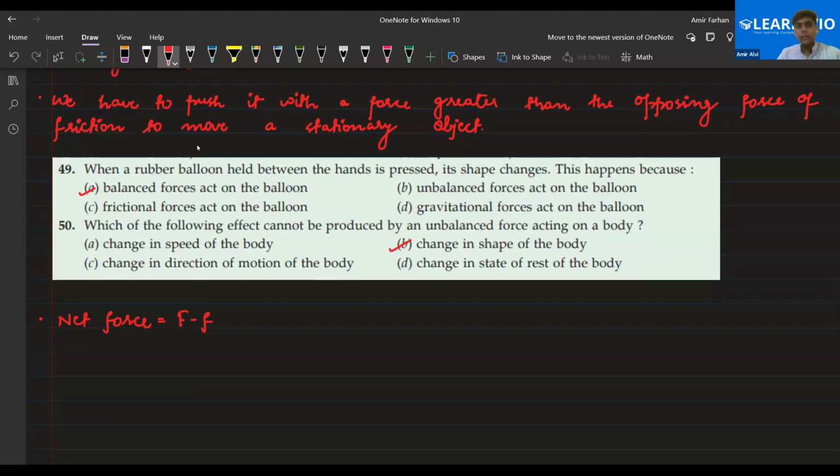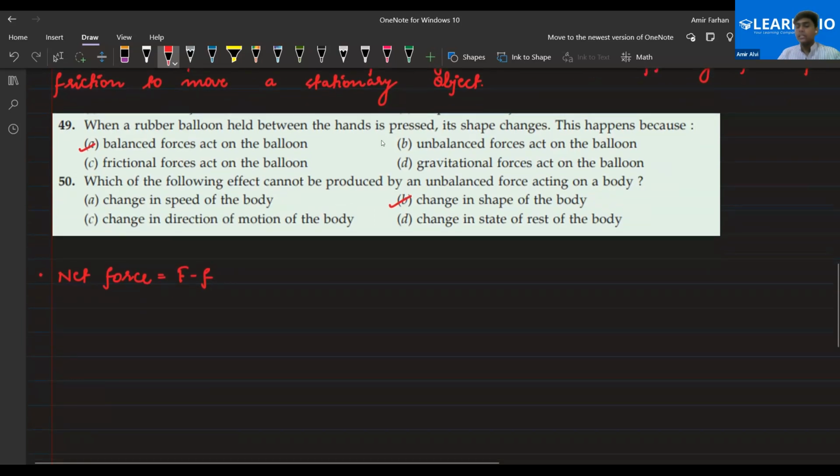When a rubber balloon is held between the hands and pressed, its shape changes. This happens because balanced forces are acting on it. Suppose a balloon is between my hands. If I push it, the deformation will be there. The forces acting would be balanced forces because only the shape is changing; no motion is produced in that. Is this clear to all of you?